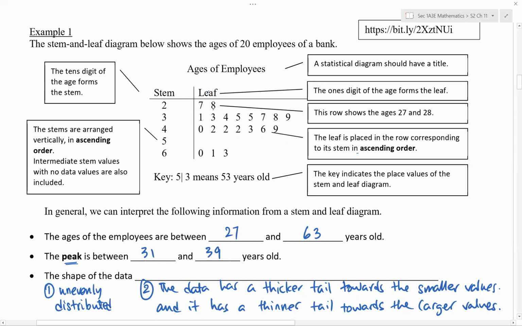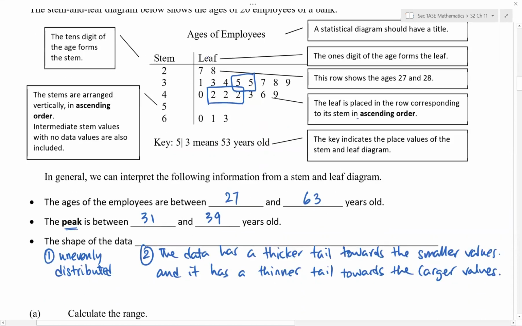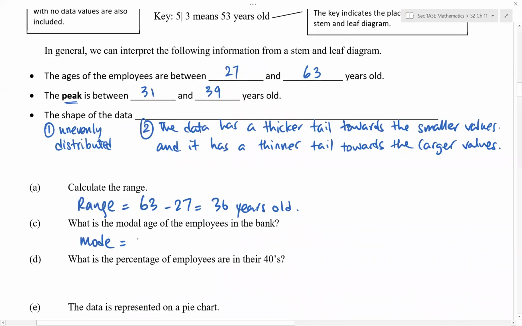So we see 27 appears once, 28 appears once. We're looking for repeated numbers. So we have repeated leaves over here, 5 and 5. So we have 2 people age 35. Next, let's move down. We see repeated 2s over here. Now this tells us that there are 3 people with age 42. And therefore, our mode is 42 years old. Just note that this didn't fall in the peak.